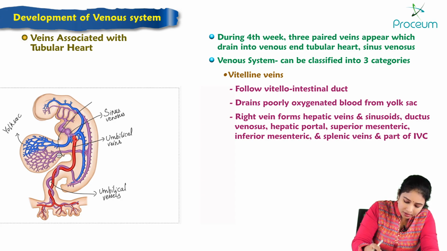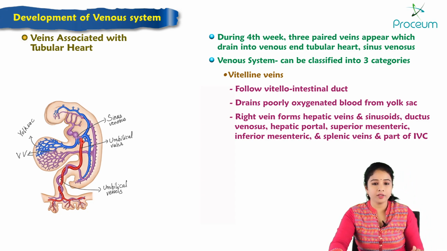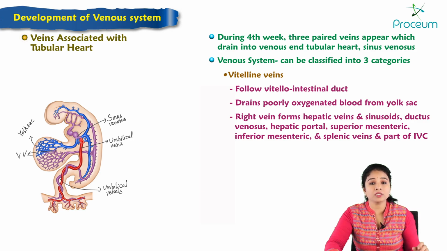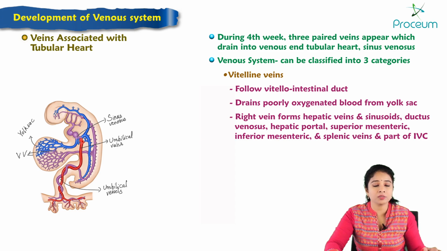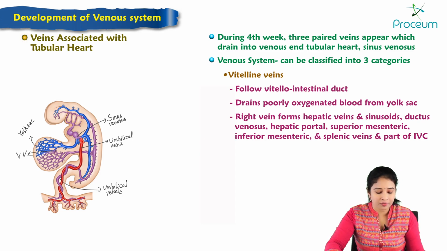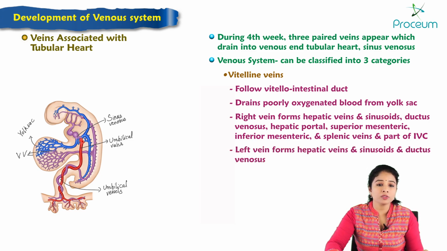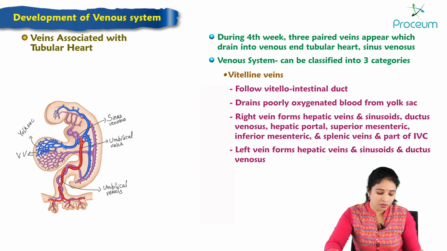So these are all vitelline veins, and we can see they are draining from the yolk sac. The right vitelline vein forms many structures: the hepatic veins, the sinusoids of the liver, and the ductus venosus present in the liver, which in adults is called the ligamentum venosum. It also forms the hepatoportal circulation veins present between the hepatic and portal veins, the superior mesenteric, inferior mesenteric and splenic veins, and a part of the inferior vena cava. Whereas the left vitelline vein forms the hepatic veins and sinusoids and ductus venosus. So that was about the vitelline veins.